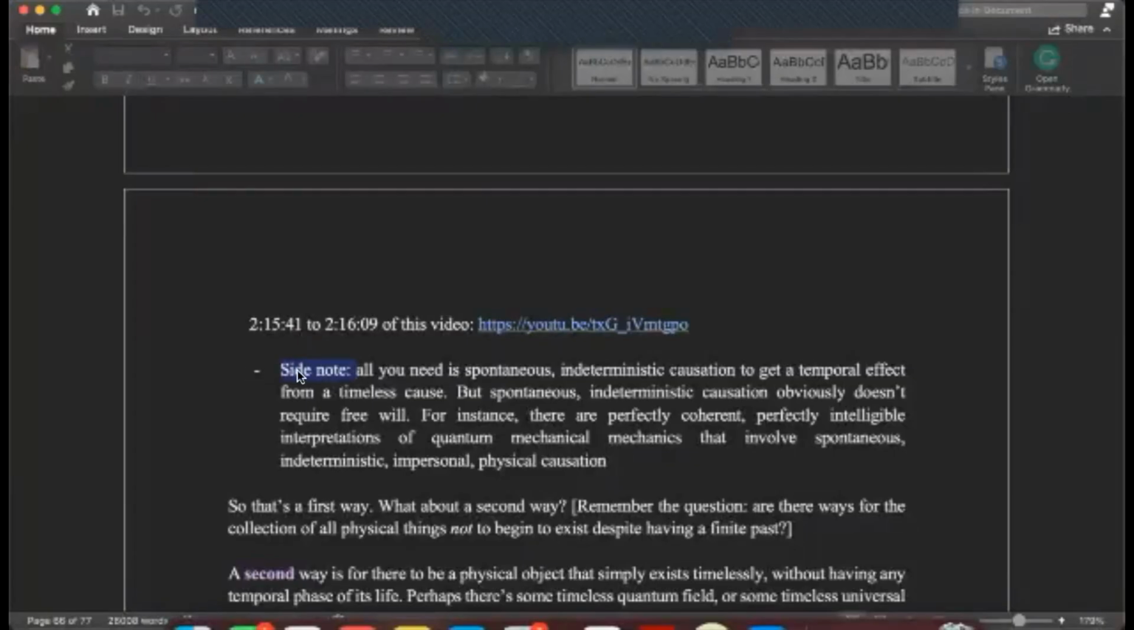Now, as an aside, right, this is something that always triggers me. All you need is spontaneous, indeterministic causation to get a temporal effect from a timeless cause, by the way. But spontaneous, indeterministic causation obviously doesn't require free will. For instance, there are perfectly coherent, perfectly intelligible interpretations of quantum mechanics.